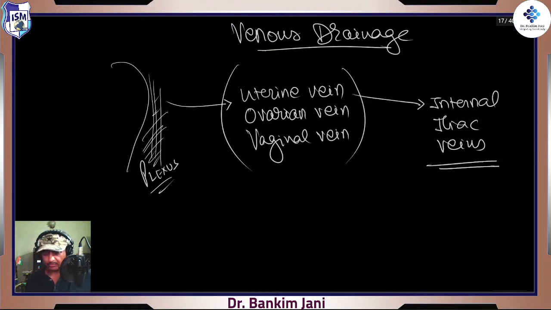Well, this is not much away from the arterial supply, because in arterial supply, it was the internal iliac artery which was giving a branch, right? And it was supplying. So here it is just the reverse of the thing, right? So that's how the venous drainage takes care of.